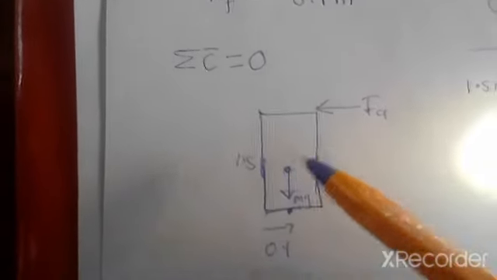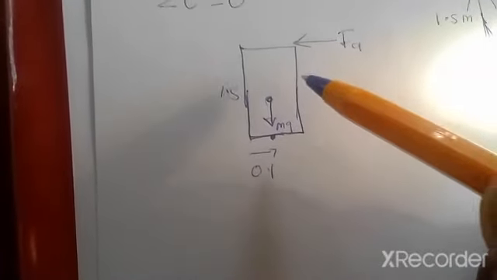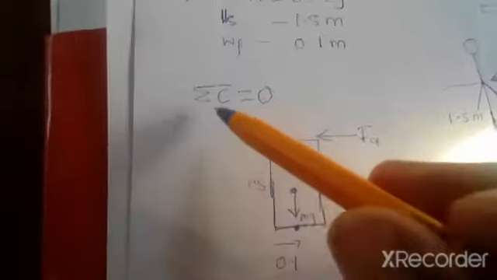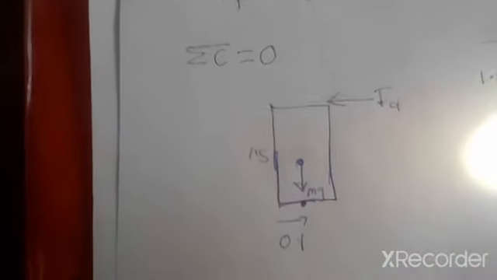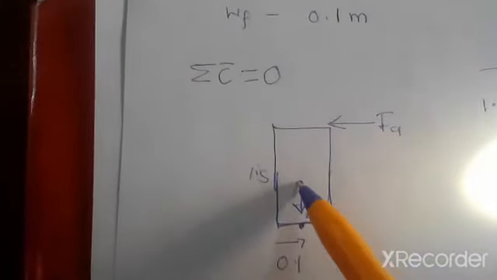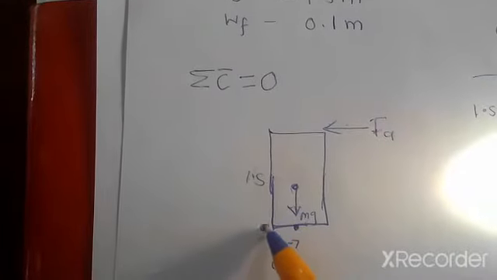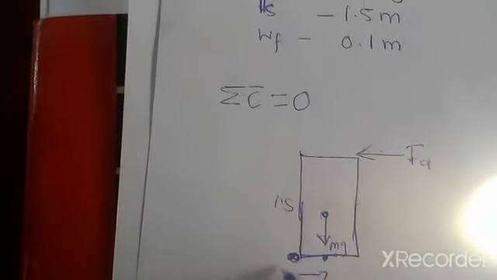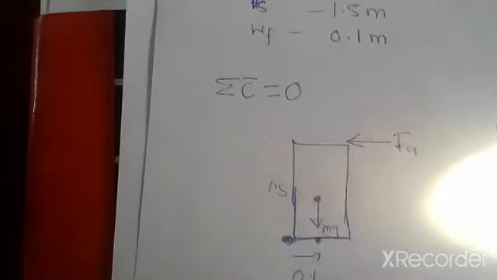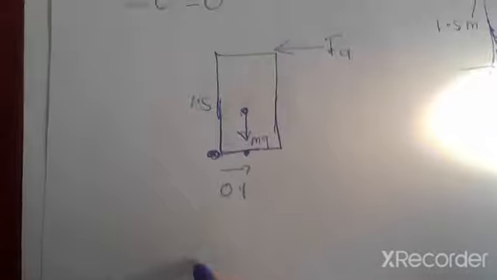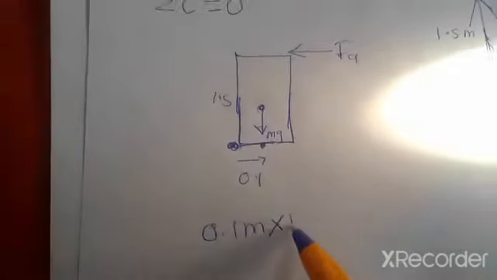That way, the person is on the verge of toppling. So now we want to find this out. Using the condition that the net torque is equal to 0, we can say that the clockwise torque, if we take the pivot to be here, meaning the distance from here to here is 0.1 multiplied by the perpendicular force. So we'll have 0.1 meters multiplied by mg.